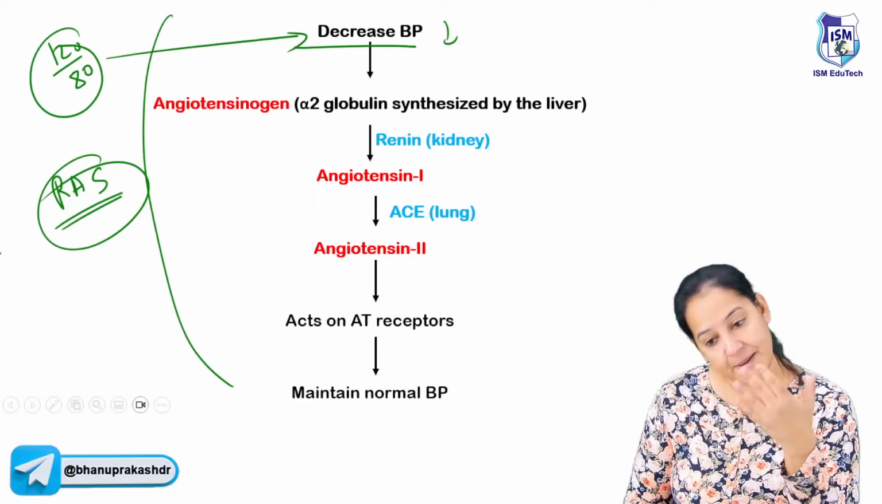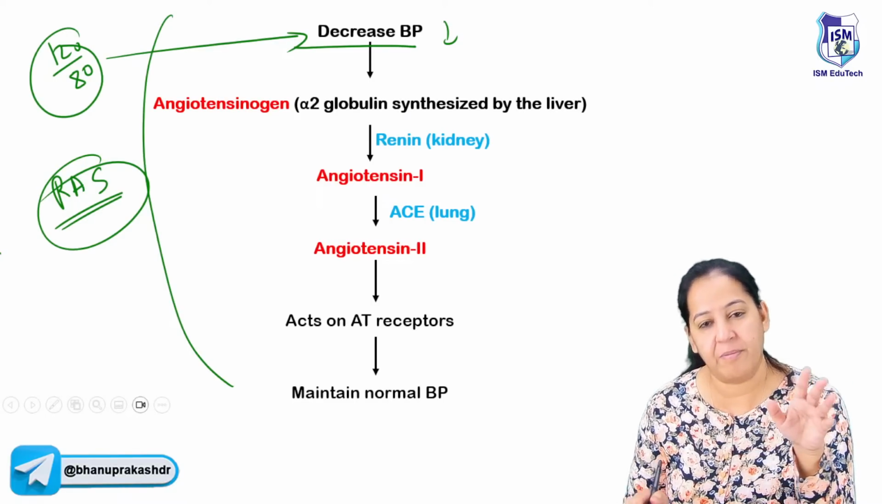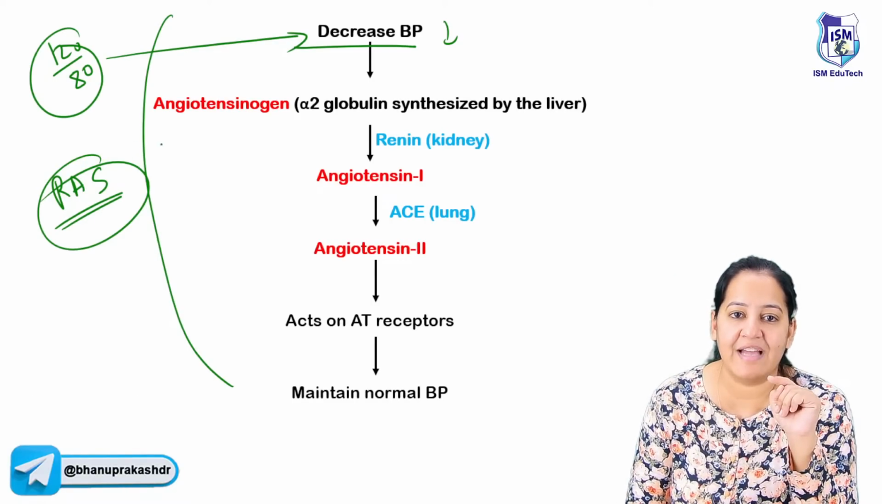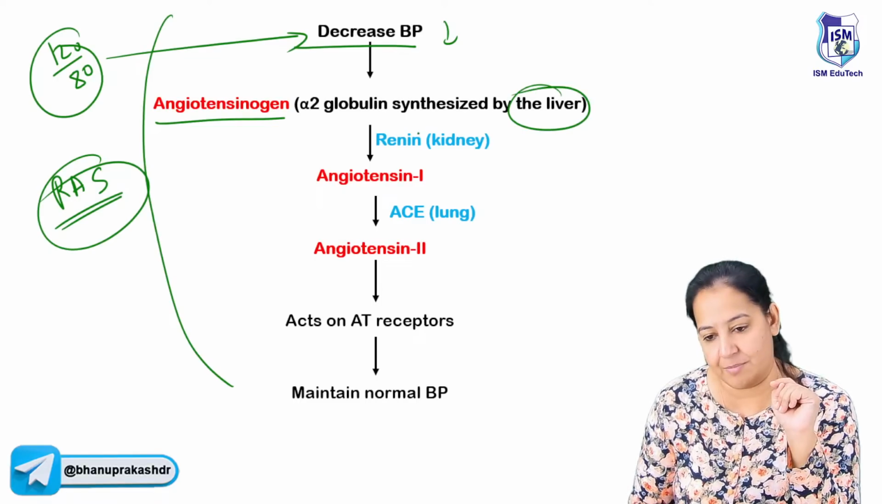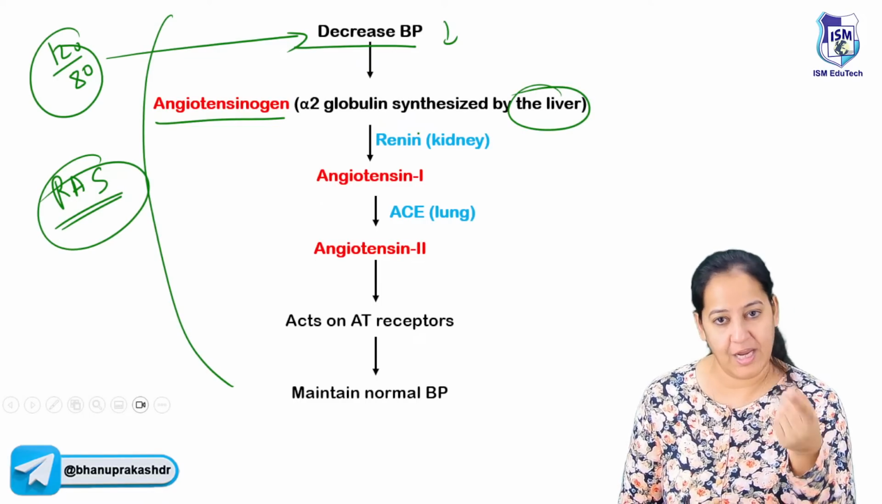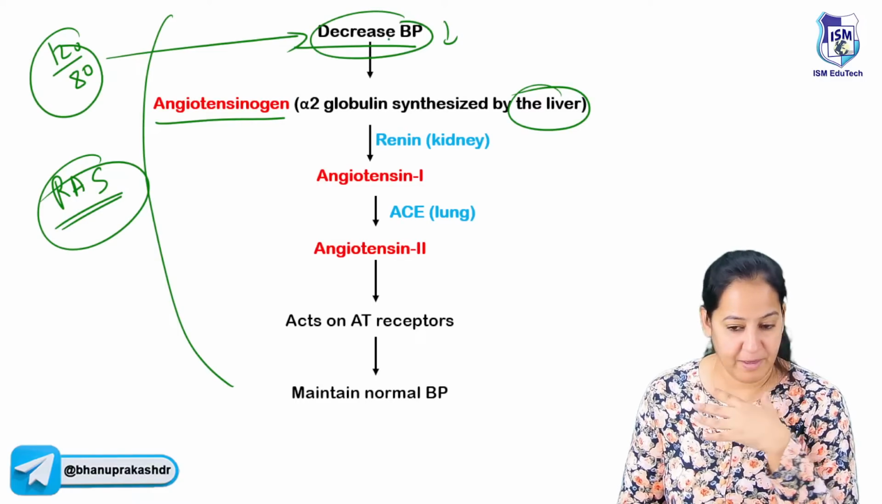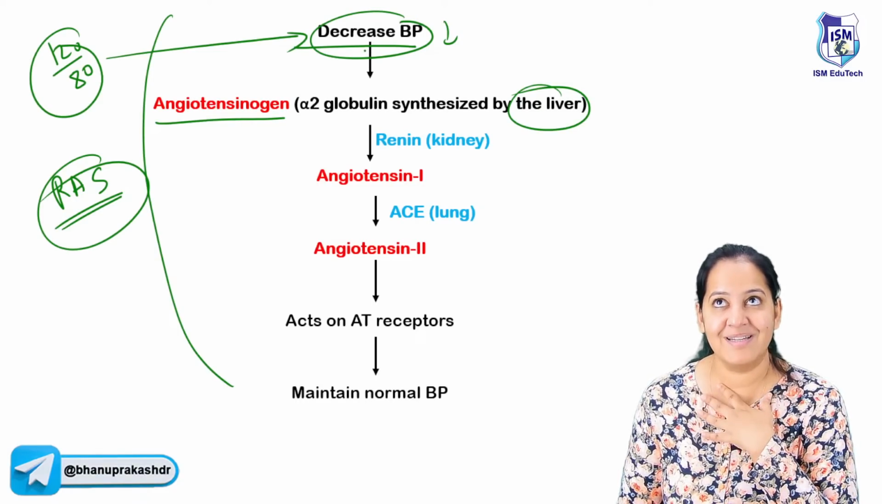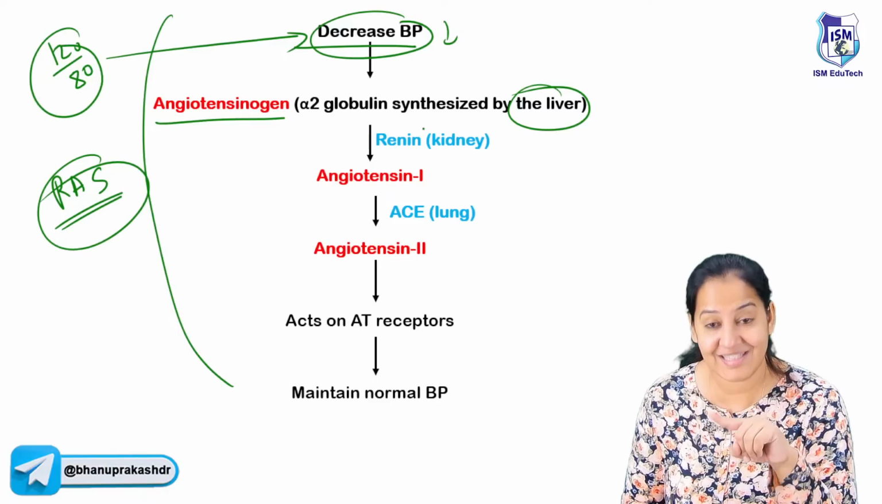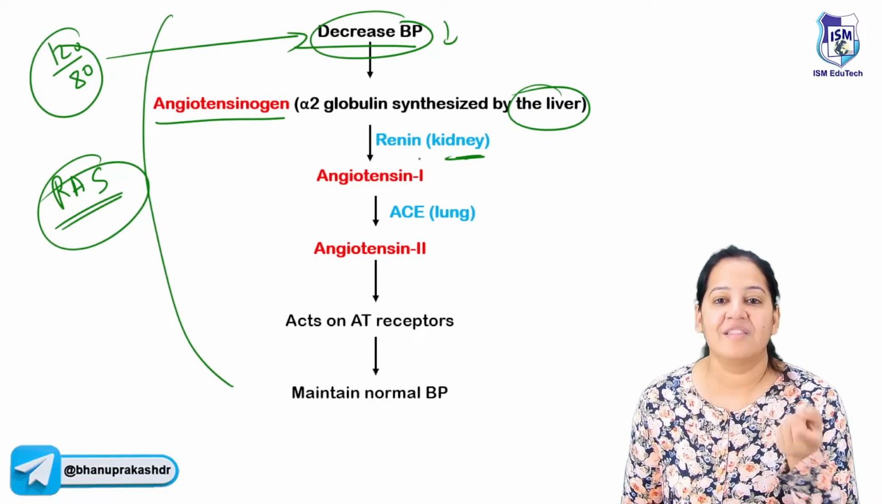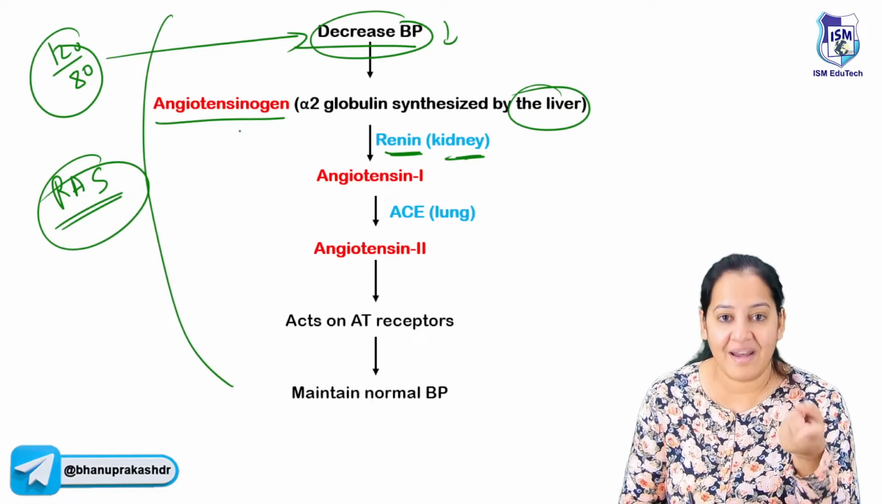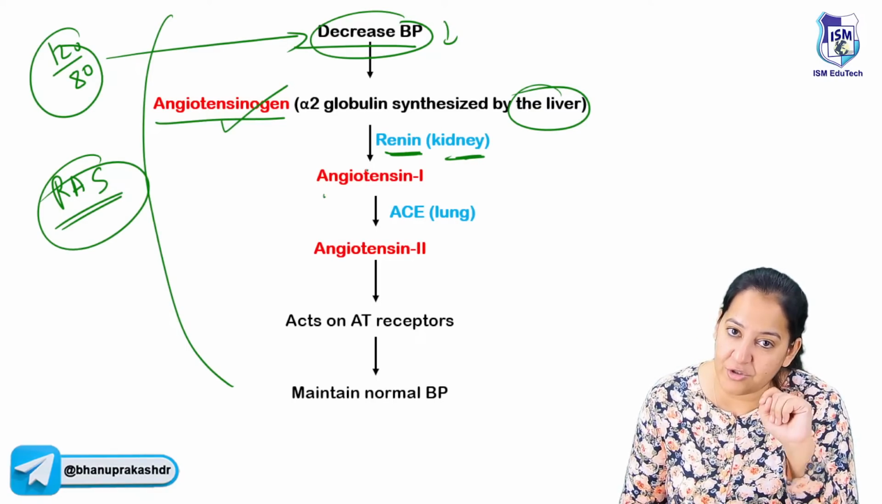In my blood, in your blood, in all of our blood, we have a protein. The name of that protein is angiotensinogen. The liver forms that protein. It is present in me and in you, but it is inactive. Currently my blood pressure is normal, but imagine if my blood pressure falls, at that time my kidney will secrete an enzyme. The name of that enzyme is renin. Renin converts angiotensinogen into angiotensin 1.